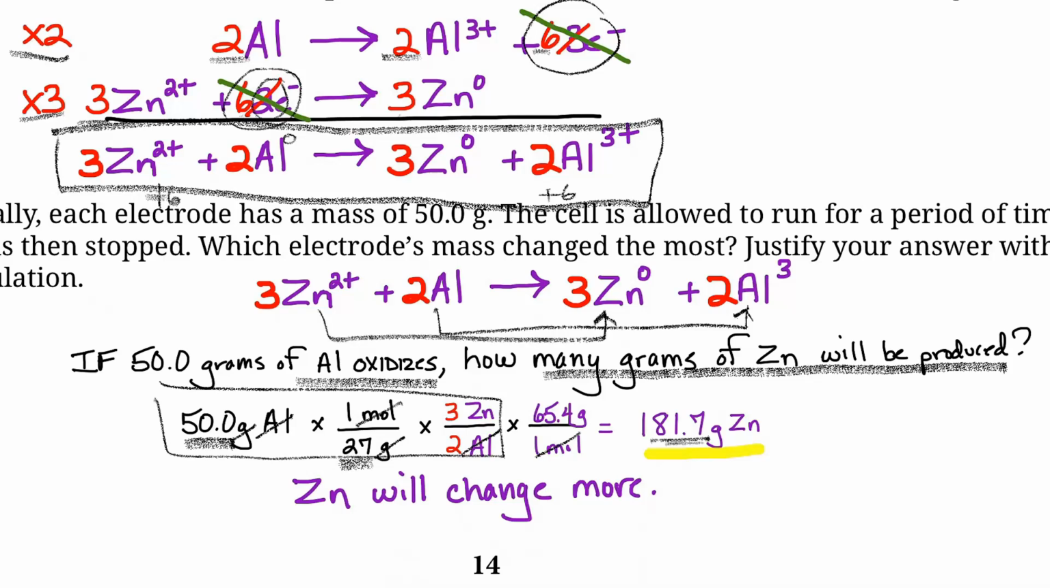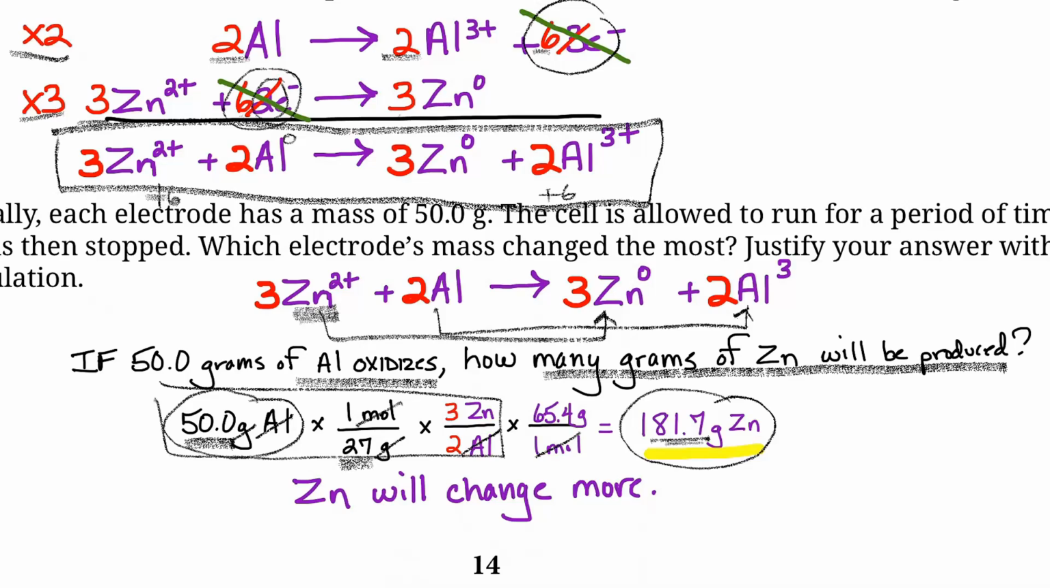There's 3 zincs being made for every 2 aluminums, and zinc has a higher molecular mass. So I just proved that there's a heck of a lot more addition of zinc that's going to plate on the cathode than the aluminum, which is going to be oxidized, so zinc will change more. That's how I thought, and that's how I did that.